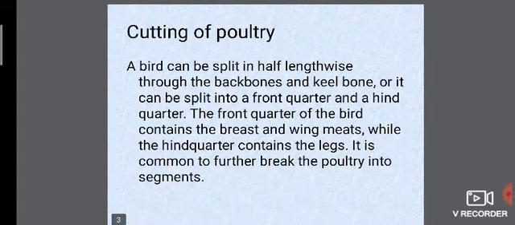Cutting of poultry. A bird can be split in half lengthwise through the backbone and keel bone, or it can be split into a front quarter and a hind quarter. The front quarter of the bird contains the breast and wing meats, whereas the hind quarter contains the leg, and it is common to further break the poultry into segments.